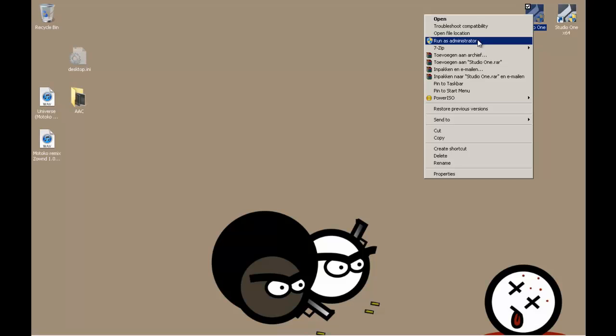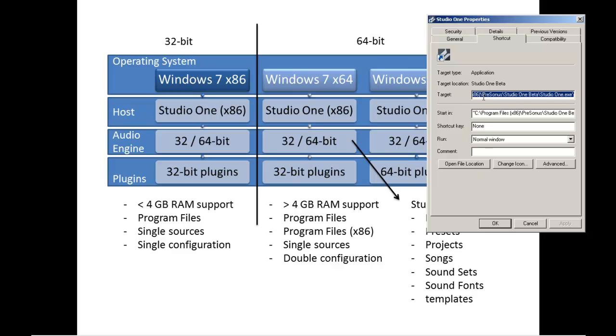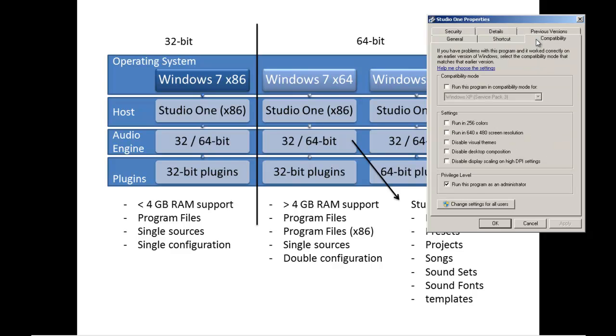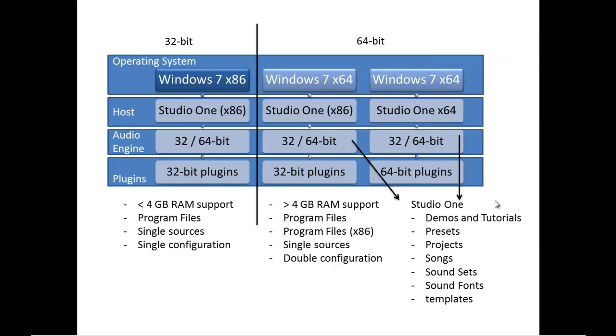But if you want to run Studio One as an administrator every time you start it, and basically you just double-click on the shortcut, you go to Properties, you go to the Compatibility tab, check this checkbox that says Run this program as an administrator. Okay. And you're good to go. And you can now register all your plugins. That should be it.